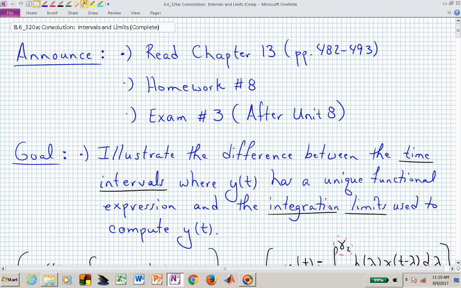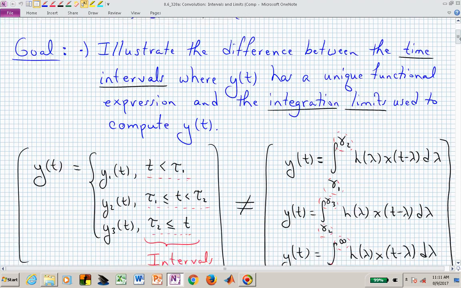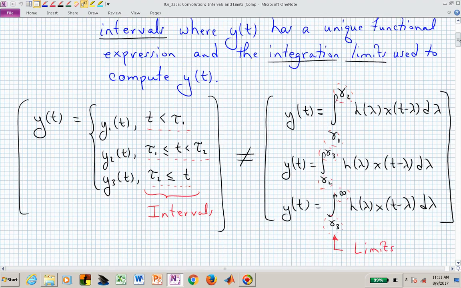We're in Unit 8 and we're doing the fun parts of convolution. In this particular video, we want to talk about intervals and limits. What we're trying to do is illustrate the difference between the time intervals where y of t has a unique functional expression, and the integration limits that we need to compute those expressions for y of t. Here I've tried to illustrate that with this diagram.